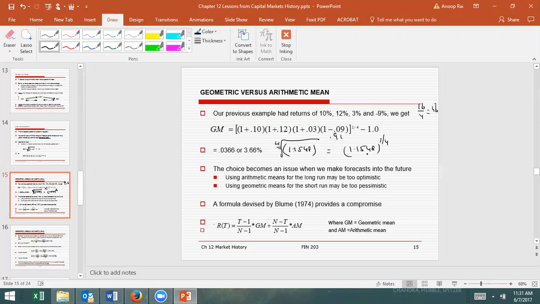So what will I do with this number? When I get 1.1548, I'll press the YX button. I'll hit 4, but I don't want to take it to the power 4. I want to take it to the invert of power 4. So I'll do 1 over x and then equal to. So let me do that. Press YX 4 invert equal to, and I get 1.0366. I subtract 1.0 from it and I'll get 0.0366 or 3.66%.